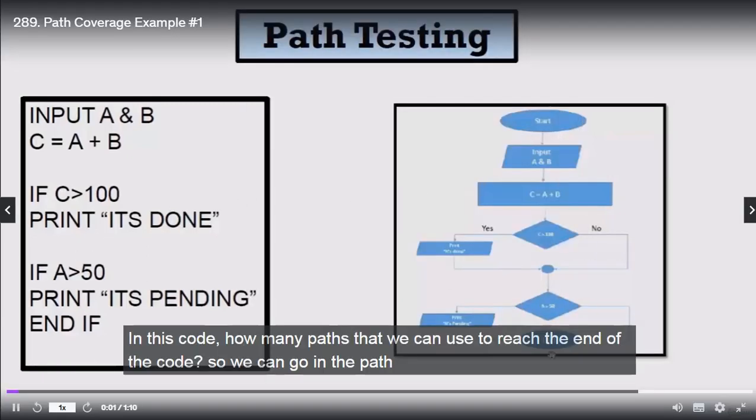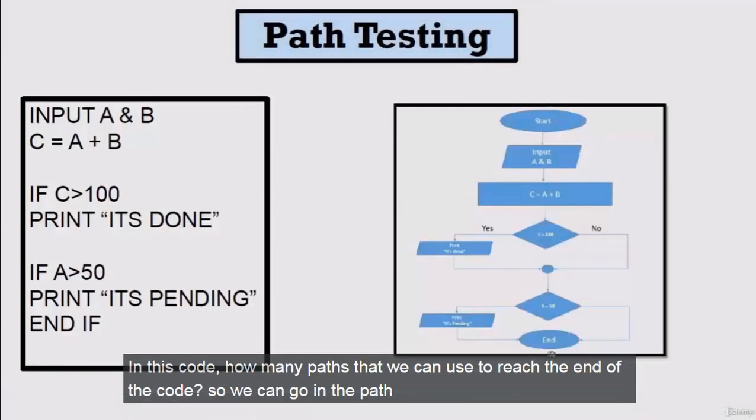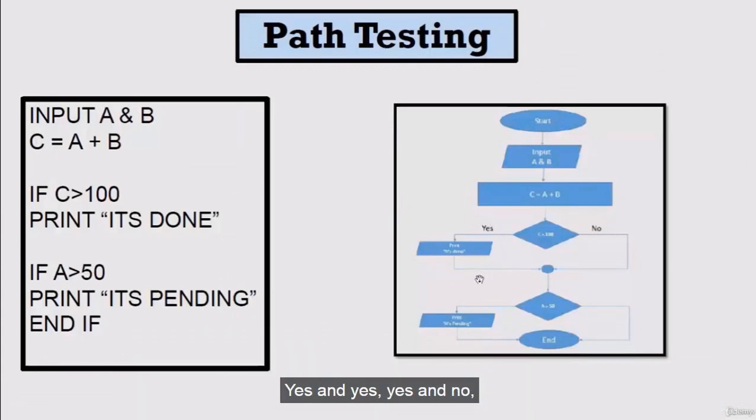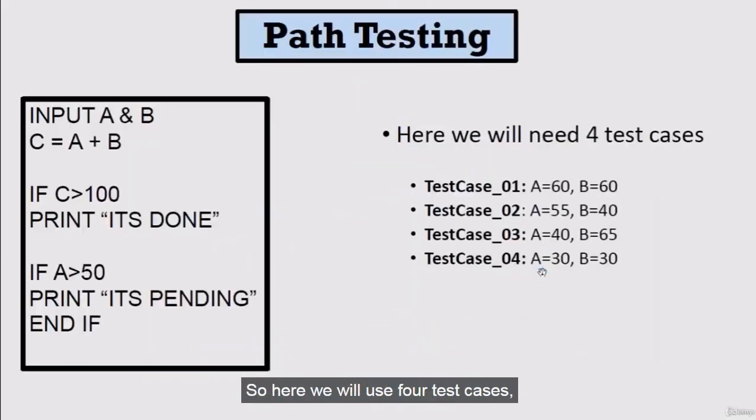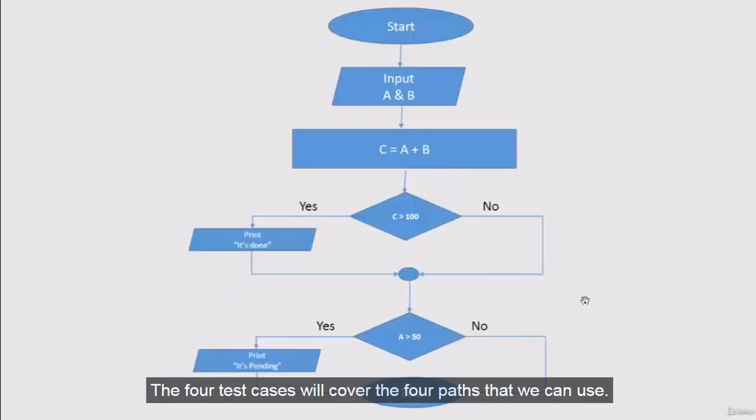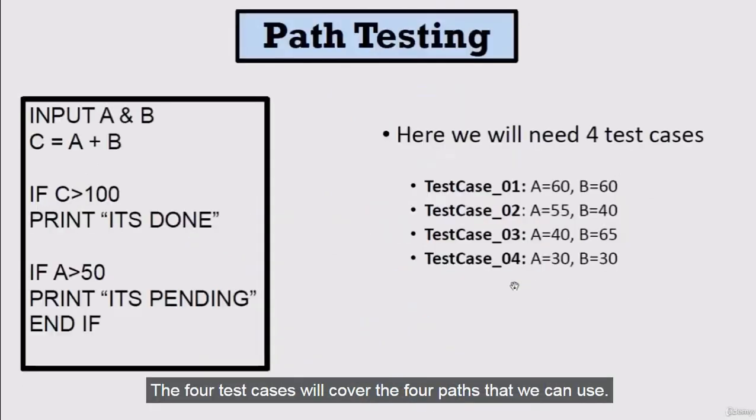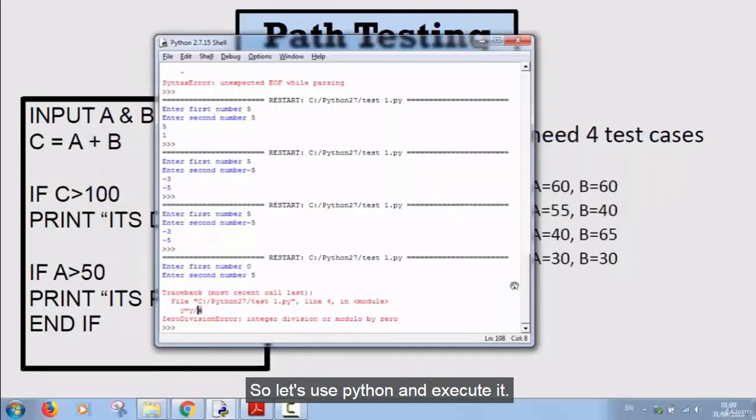In this code, how many paths can we use to reach the end of the code? So we can go in the path yes and yes, yes and no, no and yes, no and no. So these are 4 paths. So here we will use 4 test cases, okay? The 4 test cases will cover the 4 paths that we can use. So let's use Python and execute it.